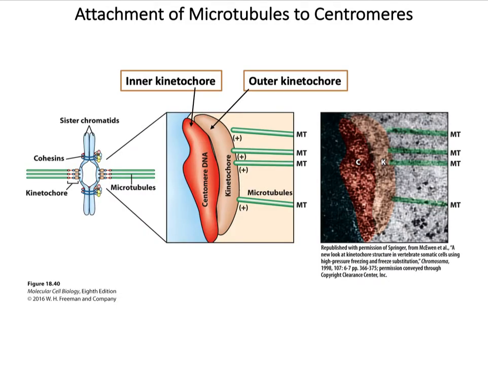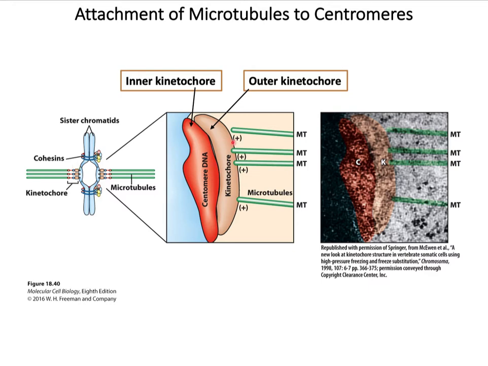Now let's take a look closely at how these microtubules are attached to this kinetochore region or the centromeric region of the chromosome. To be clear, the kinetochore region is the protein structure on the chromosome or on the sister chromatids where the spindle fibers or the microtubules attach during the cell division.